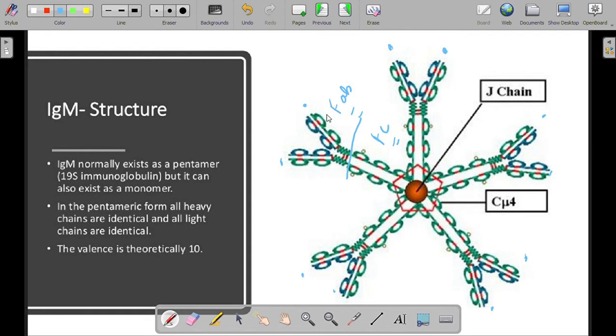Okay, so this is the structure of IgM, and these are joined together with the help of the J chain. And what are these? These are the carbohydrates which are attached to the CH1 domain of the heavy chain.